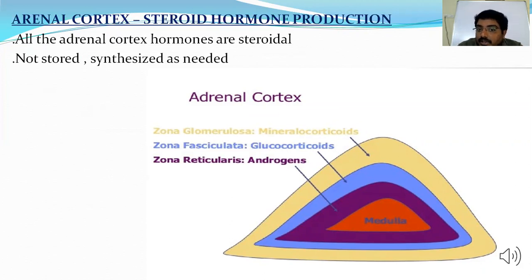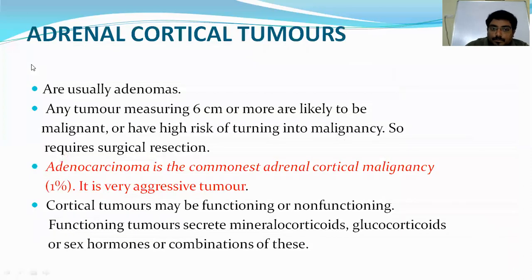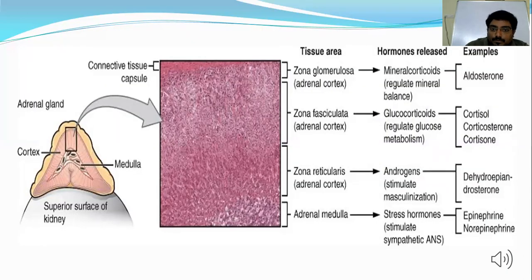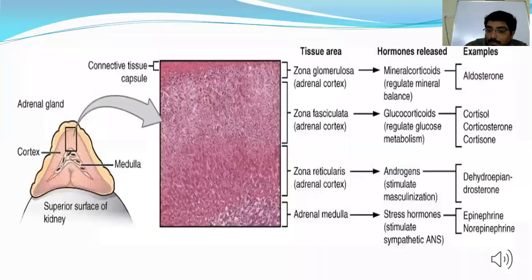The zona glomerulosa releases the mineralocorticoids, the fasciculata releases the glucocorticoids, and the reticularis releases the androgens. Here the anatomy is over.